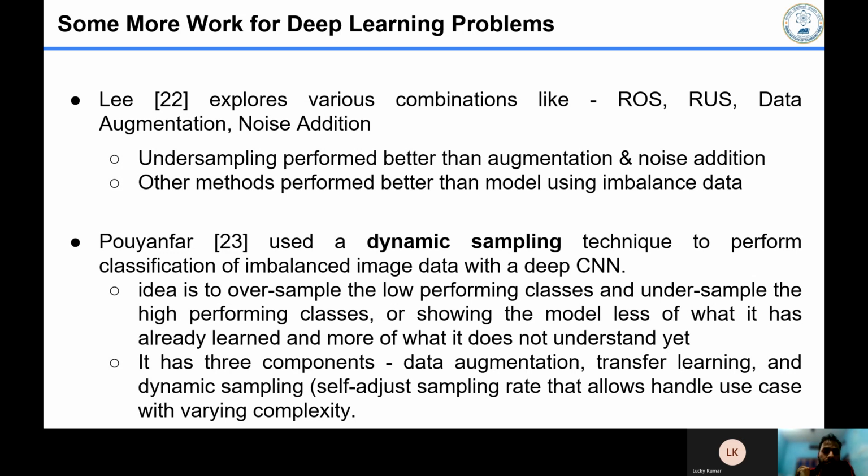It has three components: data augmentation, transfer learning, and dynamic sampling. The dynamic sampling is the novel part, which self-adjusts the sampling rate. This allows us to extend our algorithm to dynamic scenarios, and use cases of varying complexity can be addressed because of its self-learning nature.